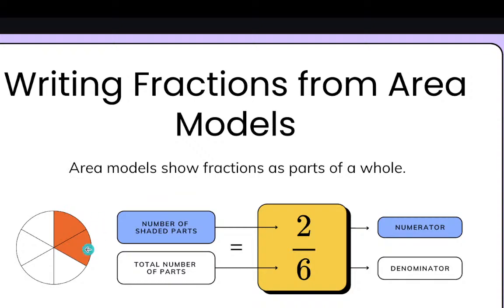So let's see here. 1, 2. 2 shaded parts. So we write 2 over here. Step 2 is to count the total parts. That is the denominator. Let's practice. 1, 2, 3, 4, 5, 6. That is the denominator. I want all of you to write this chart in your notebooks. That way you can go back to reference it.